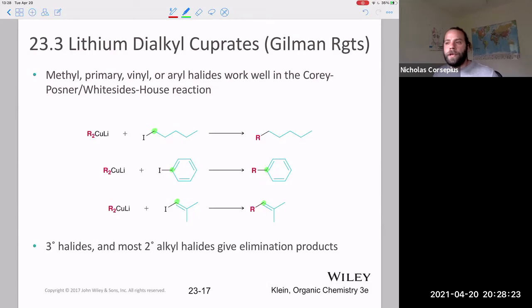Similar to some of the previous chapters, one of the hard parts of this chapter is going to be you're creating these big ugly products, right? So counting carbons is going to be like your best friend in this chapter to make sure you have the right products.